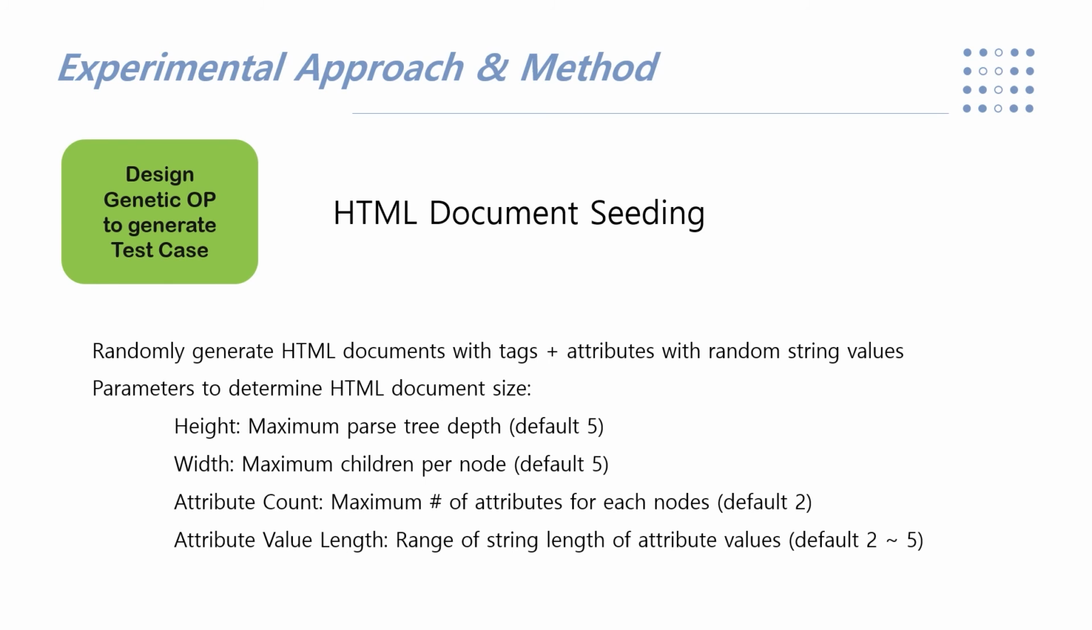For the genetic operators, we have seeding, crossover, and mutation operators. For the seeding operator, we randomly generated HTML documents with tags and attributes with random string values. The HTML document size is determined by these properties: height, width, attribute count, and attribute value length.